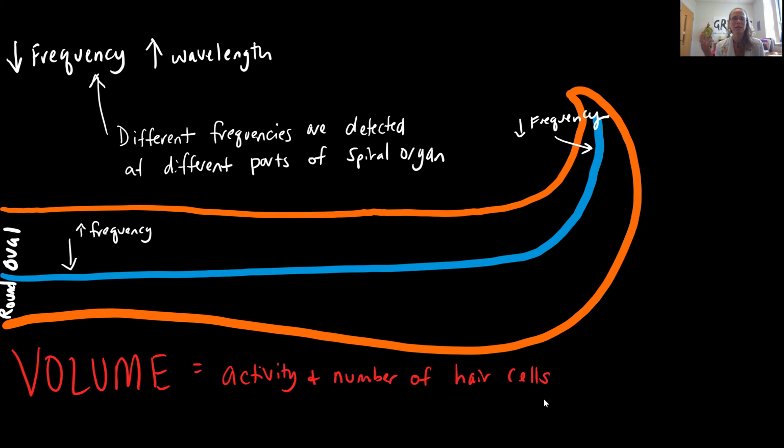Volume is the activity and the number of hair cells involved. So a really loud sound is going to be hitting harder and more cells are involved than a super quiet sound. Okay? And so it makes sense where if you are exposed to the same frequency at very high levels, you're going to have damage to those hair cells and have some hearing loss in that particular area, but maybe not universal hearing loss. Okay?